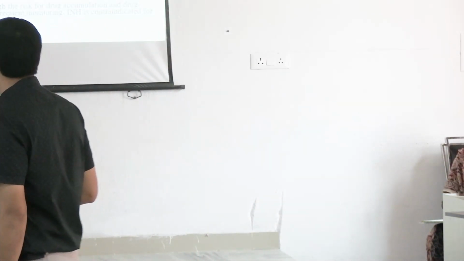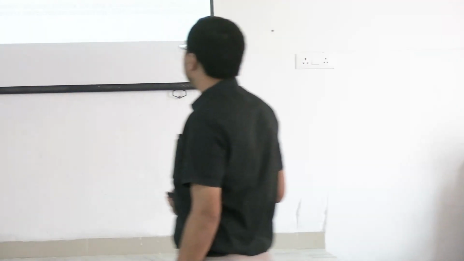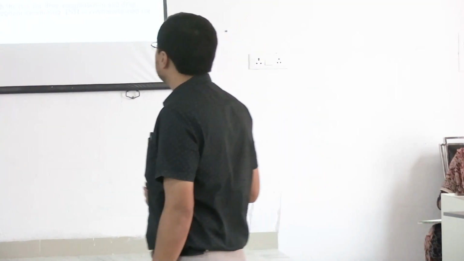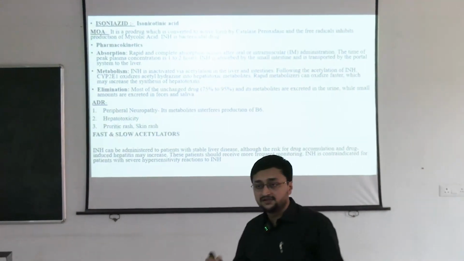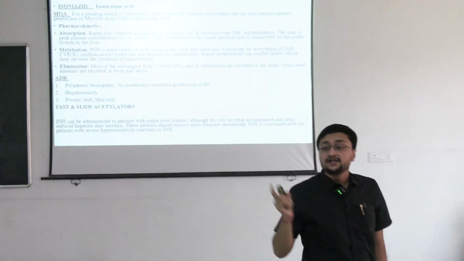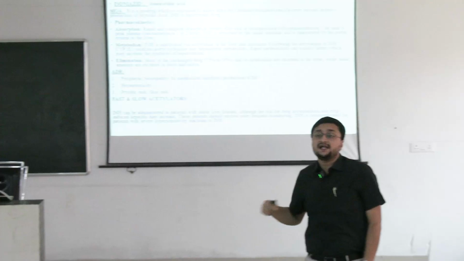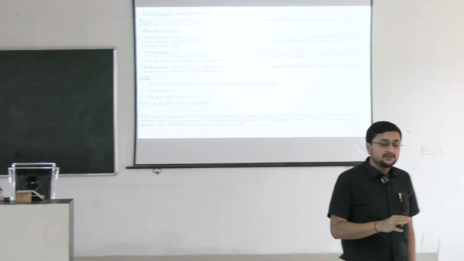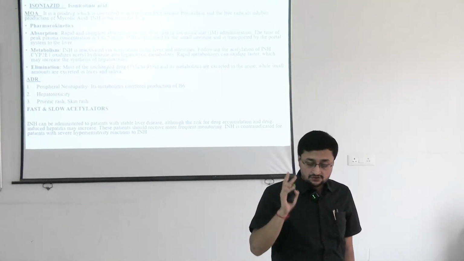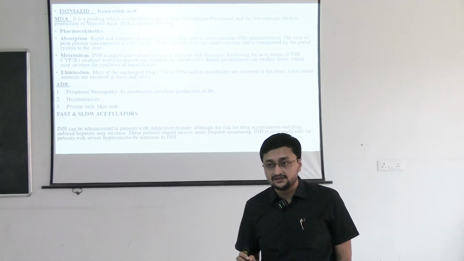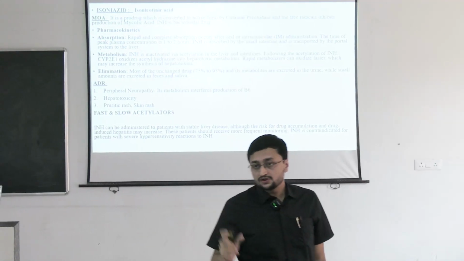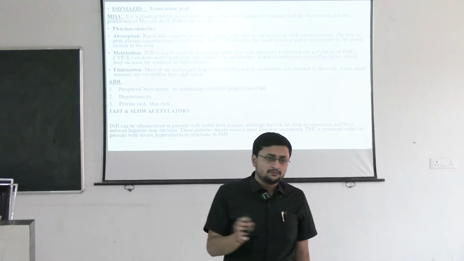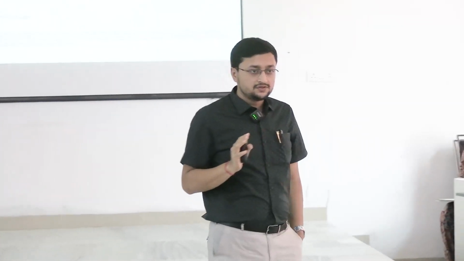So the metabolism is primarily by CYP2E1, and most of the unchanged drug and its metabolites are excreted through urine or kidney. They are non-toxic, so they are non-toxic to the kidney also. That's why in case of chronic kidney disease, the dose of INH must not be altered, right? So INH and rifampicin you have to give in the same dose in case of chronic kidney disease.